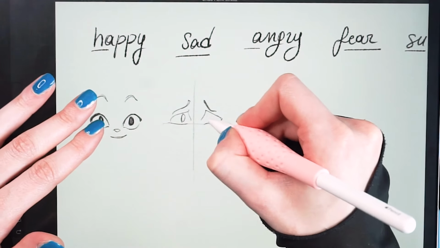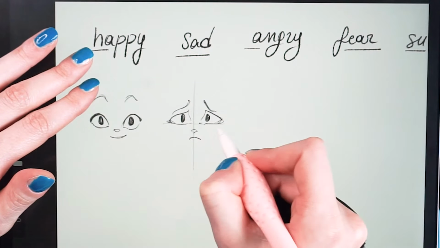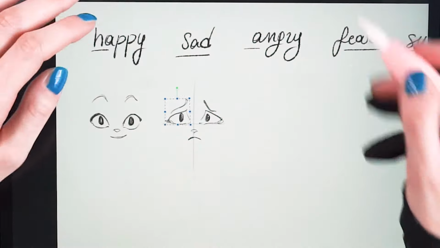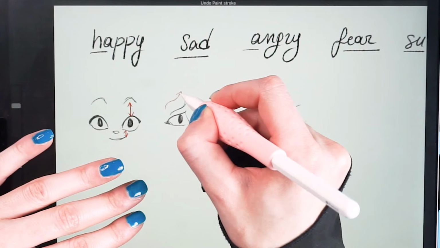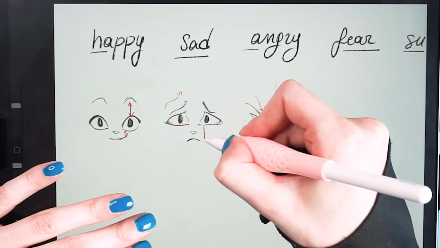In a sad expression, the opposite happens. Our forehead muscles will pull our eyebrows together. And that will make the eyes have a kind of triangular shape, with the larger part closer to the nose. In this expression, the mouth is pulled down by the facial muscles, so you will have the mouth more far down compared to the happy expression, for example.